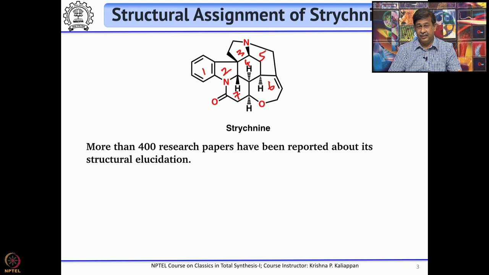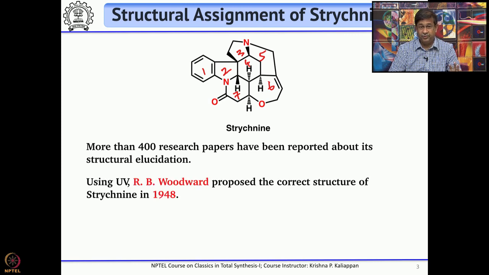One can imagine, I am talking about when the molecule was isolated in 1918. Making a molecule of this complexity with 7 rings is not a joke. And more importantly, even the structural elucidation took considerably long. It was isolated in 1918, but the correct structure was proposed by Woodward after 3 decades. It took 30 years to propose the correct structure of strychnine.